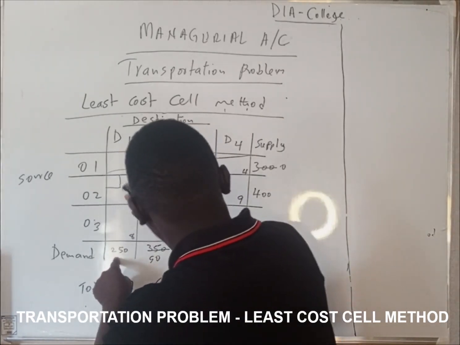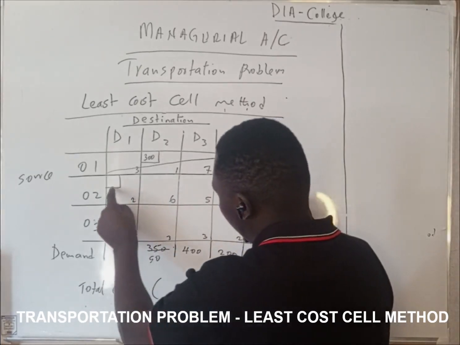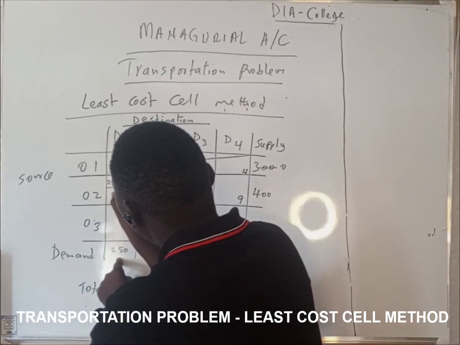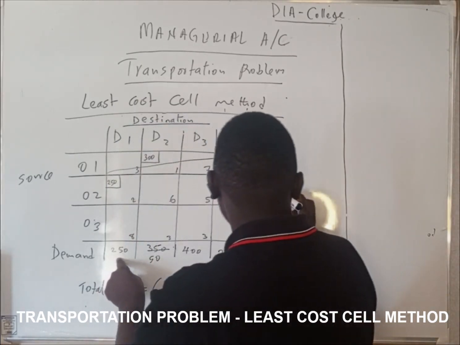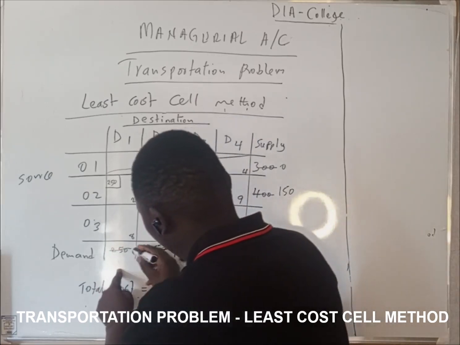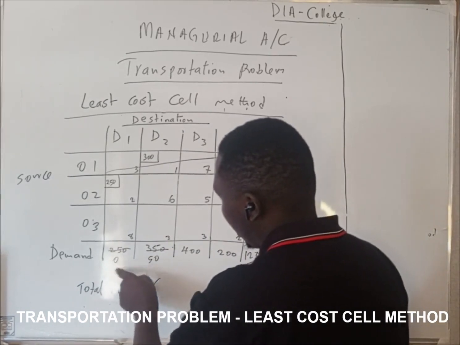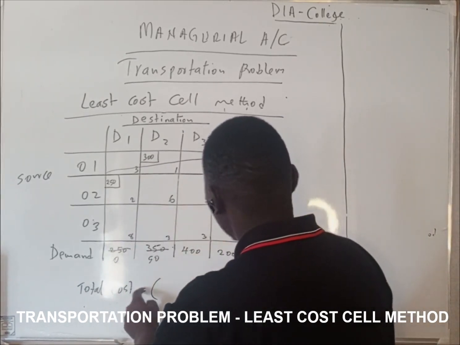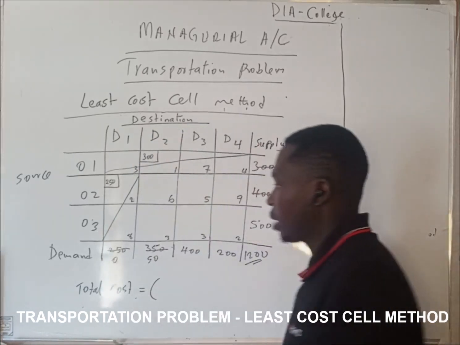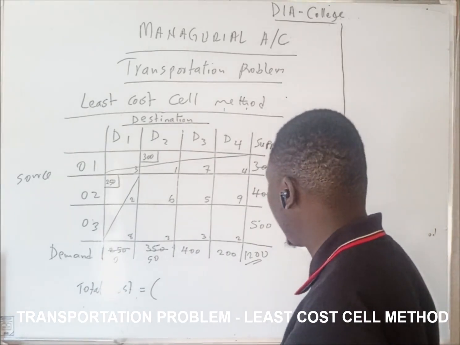So I'll allocate from the supply. I have 400 here. The demand is 250. So I'll give 250. What remains here is 150. Then I have fully supplied this demand destination. So that means I'll also close this first column. All right. So I'm done. Now I will go to the second cell and see.